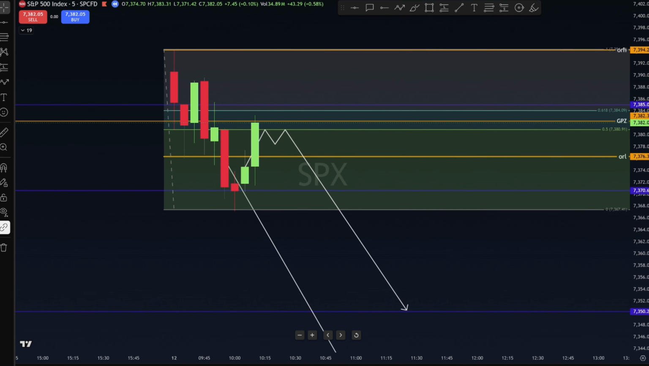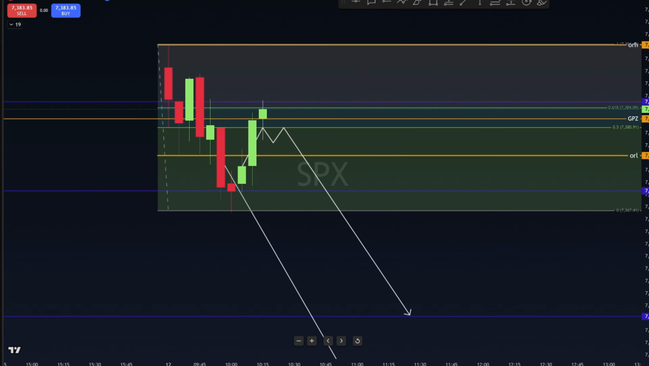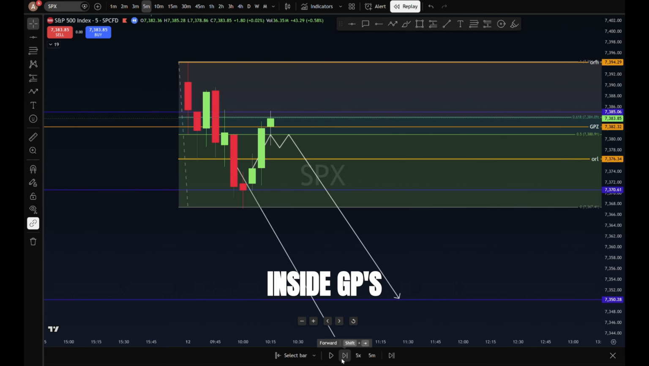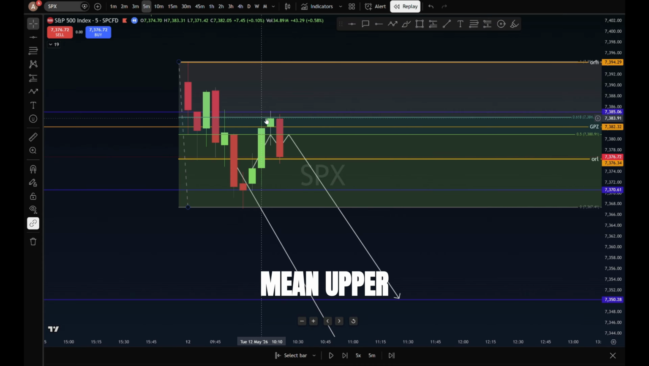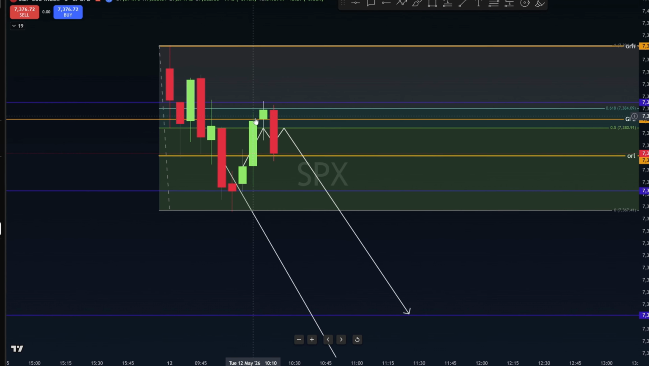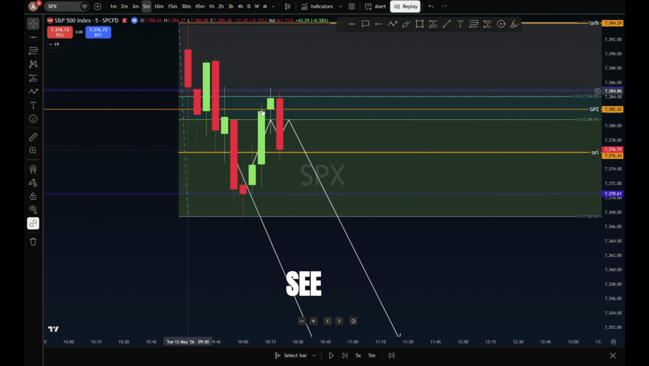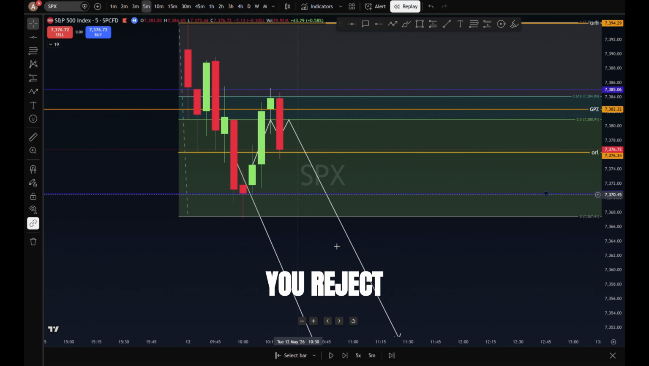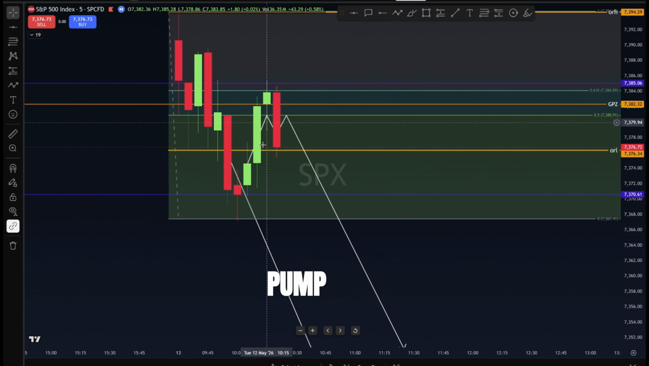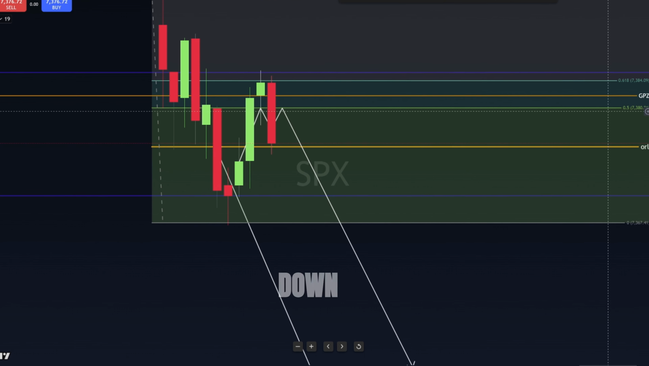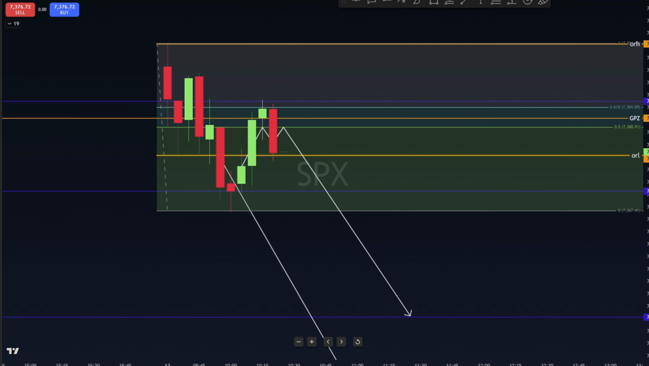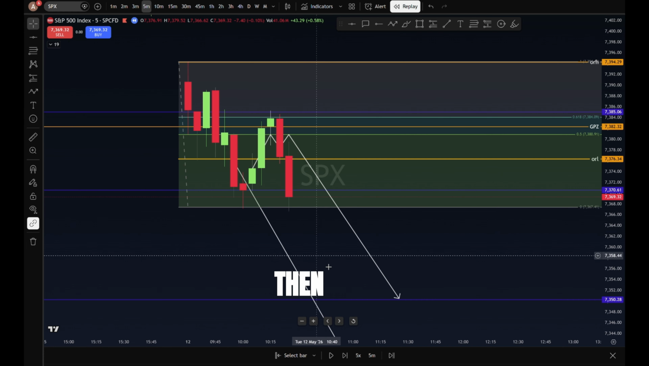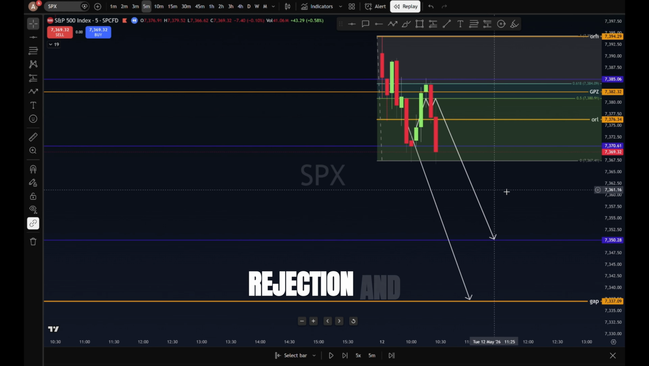You see, still inside GPZ. See, perfect rejection. A pump above the GPZ upper level, but it's just the wick. The whole candle is still inside. You can see, the whole candle is inside, and then it rejects. Even if you enter here and then it pumps here, you'd probably be 20% down or 15% down or something close to that, but it's fine. And then nice rejection, and see what happens.